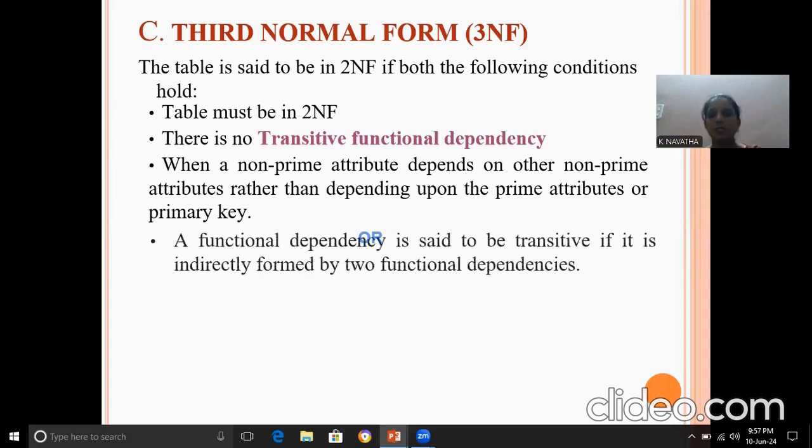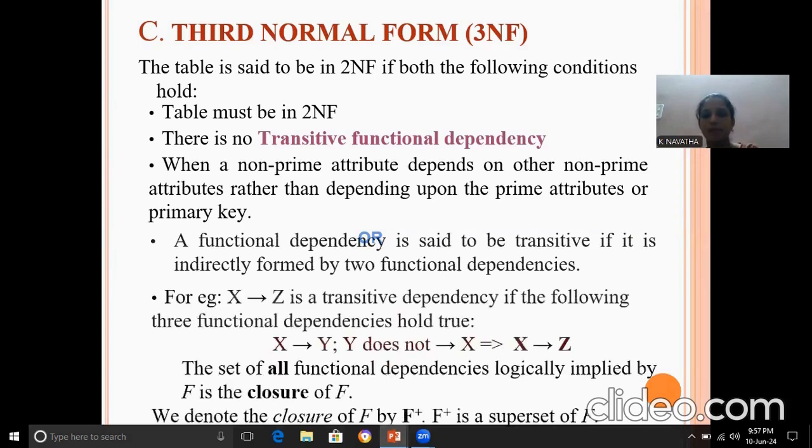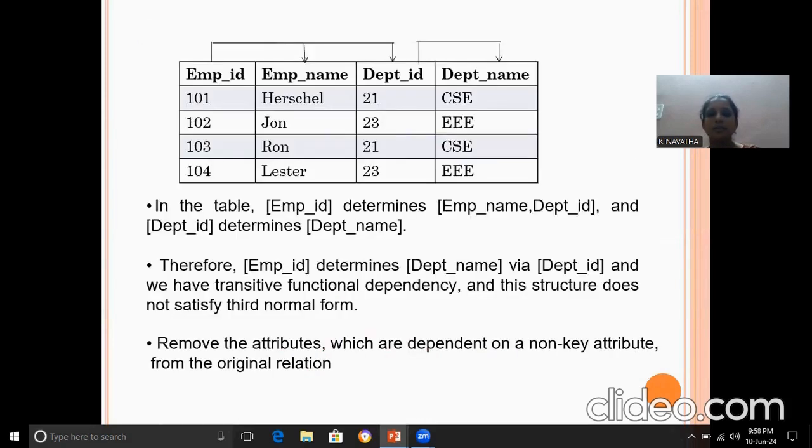A functional dependency is said to be transitive if it is indirectly formed by two functional dependencies. For example, X tends to Z is a transitive dependency if the following functional dependencies hold true: X tends to Y, but Y does not tend to X. X can determine Y, and Y can determine Z. So X tends to Z will be a transitive dependency.